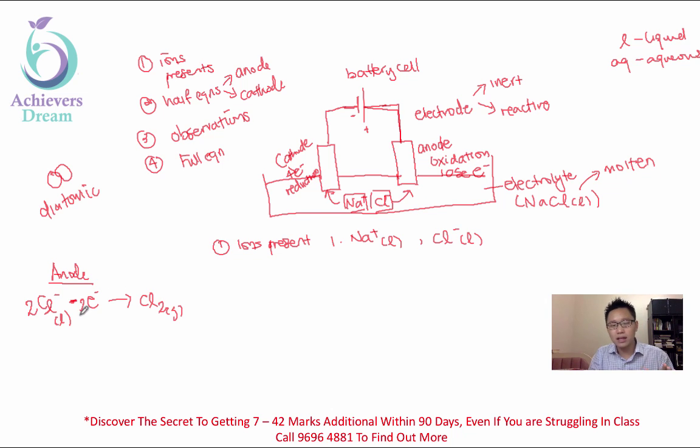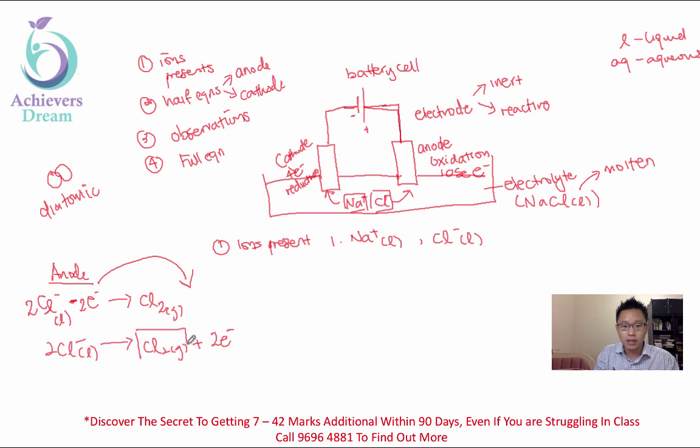But in electrolysis, we do not want to see the negative sign. So what we're going to do is, just like math, bring it to the right hand side. So 2Cl minus gives you Cl2 gas plus 2e minus. The observation you can describe is a greenish, yellowish green gas observed at the anode.